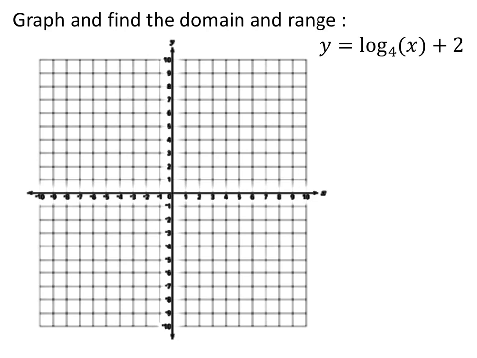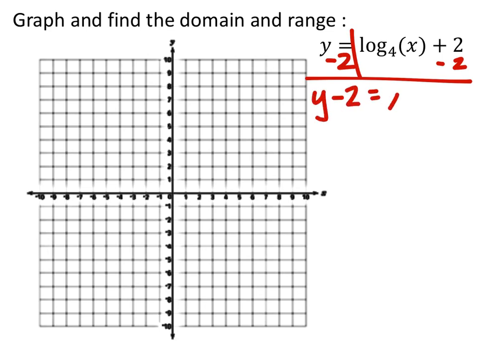Since this one has that log base 4 of x plus 2, now again we could just plug this into our calculators and find values. We get a lot of decimals though, if we chose values of x. But if we change this into exponential form, then we can find values of y. The problem is that we got that plus 2 there, which can't be with the log to change it back to exponential form. So what I'm going to need to do is subtract 2 on both sides, which gives me y minus 2 equals log base 4 of x.